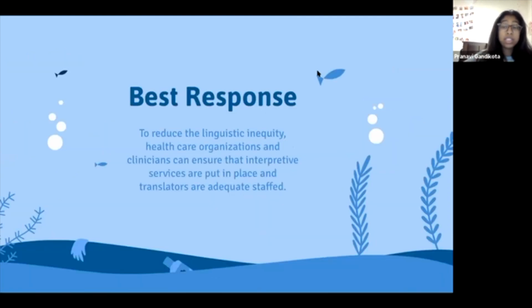Now, going forward, the best response would be to reduce the linguistic inequity. Healthcare organizations and clinicians can ensure that interpretive services are put in place and can make sure that translators are adequately staffed so that the patients can feel comfortable talking to their medical providers.